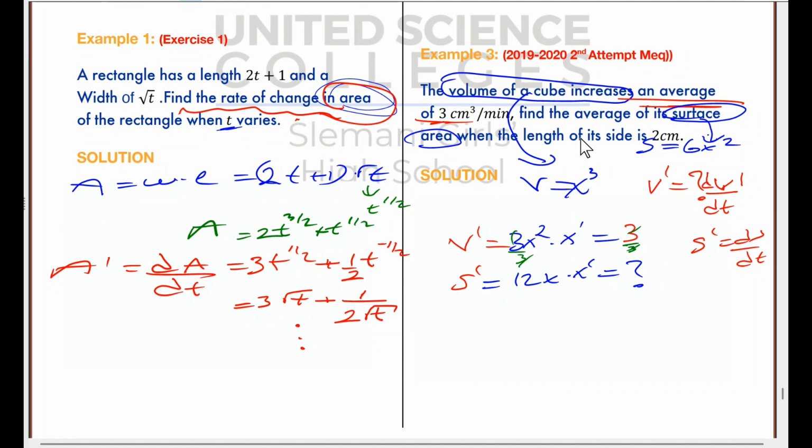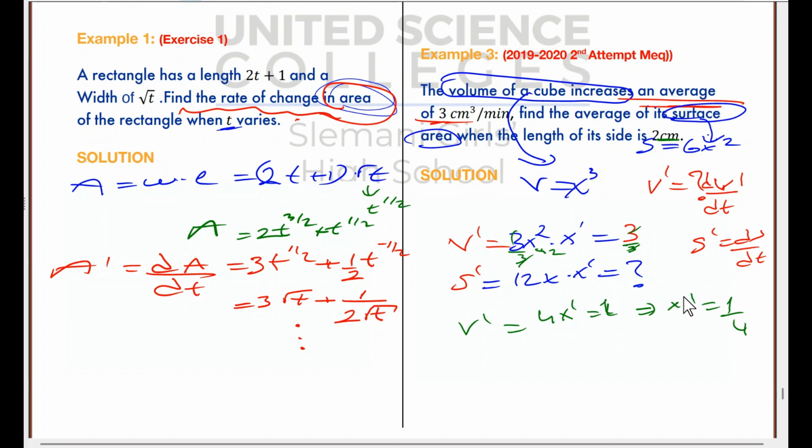And we are also given the side length as 2, so write 2 instead. So v prime becomes 2 squared for x prime equals 1. So x prime is equal to 1 over 4.